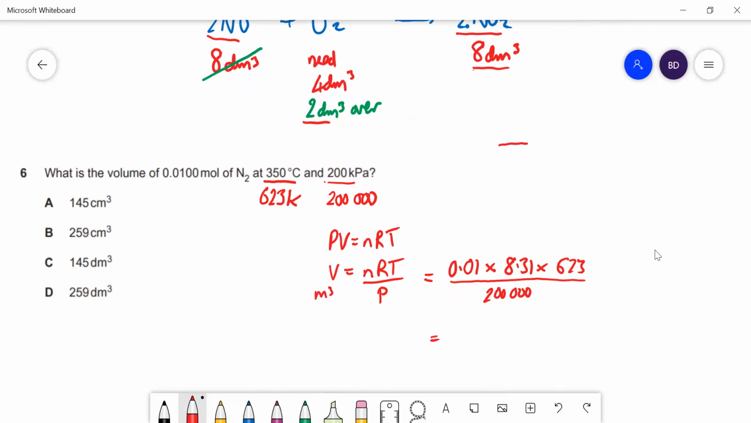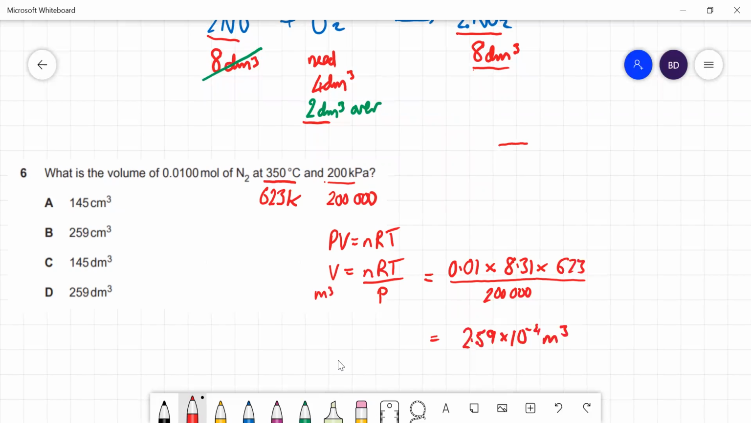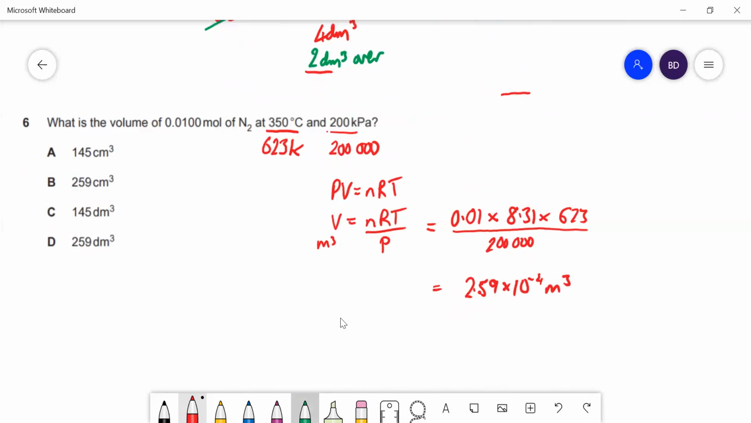Okay, so we do that. We'll just work it out. That gives us 2.59 times 10 to the minus 4 meters cubed. Okay, now how many centimeters cubed are there in a meter cubed? There are, maybe surprisingly, a lot. There are 1 million. So 10 to the 6 centimeters cubed is equal to 1 meter cubed. So to convert this into centimeters cubed, we times by 1 million.